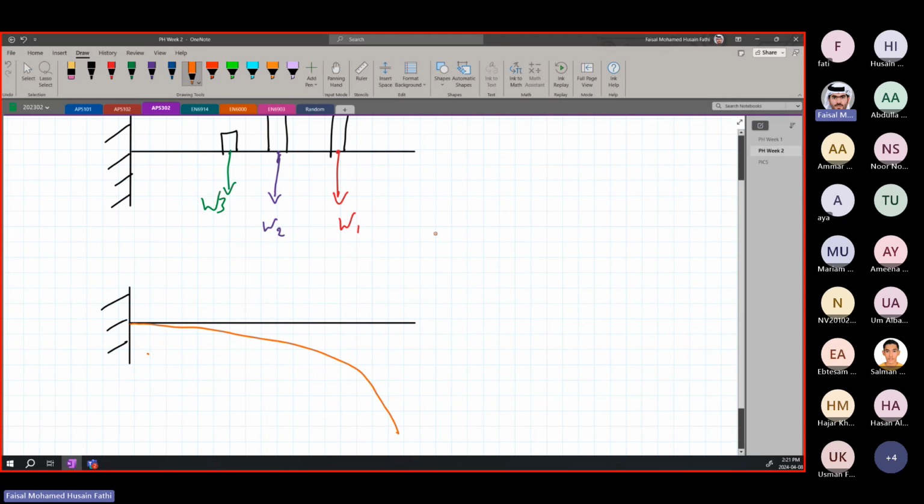Another simple example is when you have a ruler, a plastic ruler, and you put it on the table or something, and you put your hand on it on the table, and then you start applying a force.